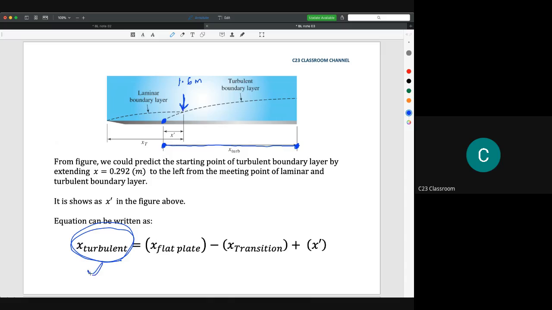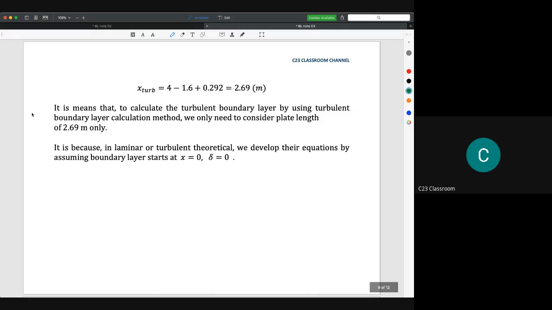So to calculate the real starting point of the turbulent, we show it as x turbulent here. x turbulent is the length of the flat plate, meaning the total length of this one. Then we minus the transition, which is the length we calculated using the laminar boundary layer, 1.6 meters, and then we add the value of x prime. So the distance x for the turbulent boundary layer is 4 minus 1.6 plus 0.292, which is equal to 2.69 meters.